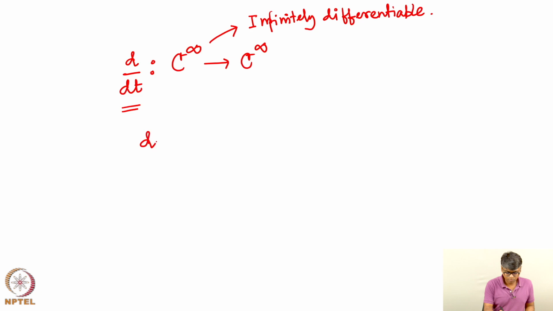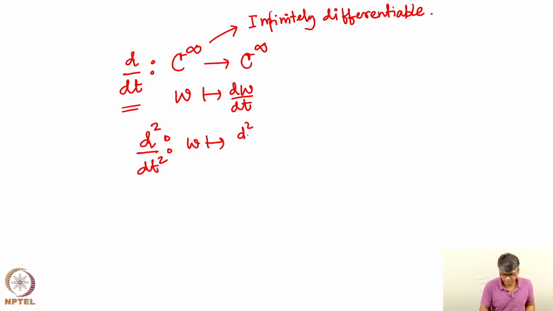So the d dt operator maps C infinity functions to C infinity functions, a smooth function to a smooth function. What does this do? It takes a trajectory w and maps it to its derivative. Likewise, you can have this operator which maps a trajectory to its second derivative. In general, we can have d^k dt^k, the kth derivative operator.